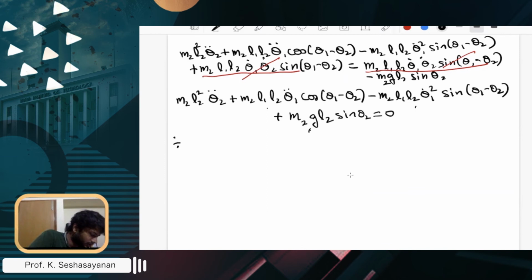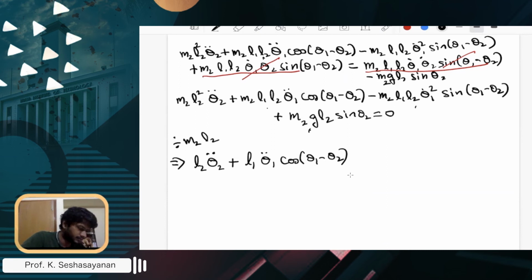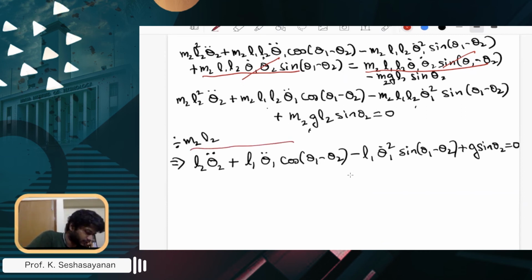And now for simplification, we can divide by m2. Since m2 is common everywhere, we can take it out. So this gives us L2 theta 2 double dot plus L1 theta 1 double dot cos of theta 1 minus theta 2 minus L1 theta 1 dot square sine of theta 1 minus theta 2 plus g sine theta 2 equal to 0. So this is our second equation of motion.